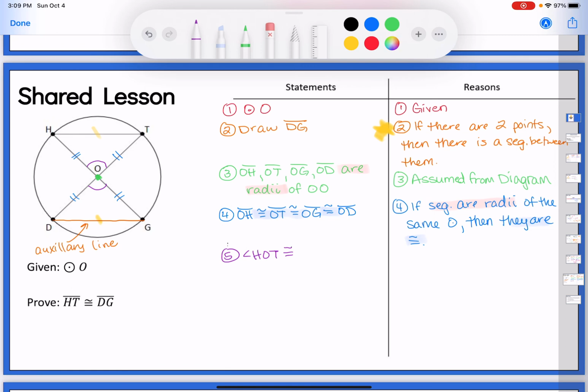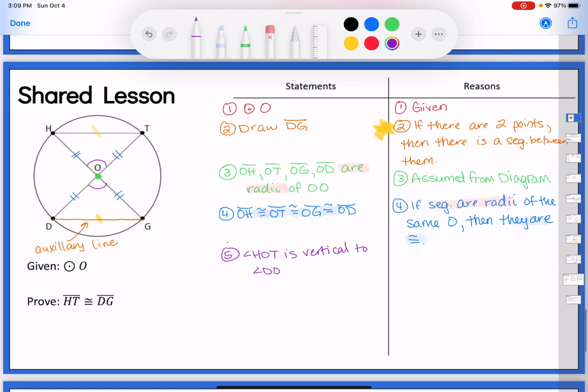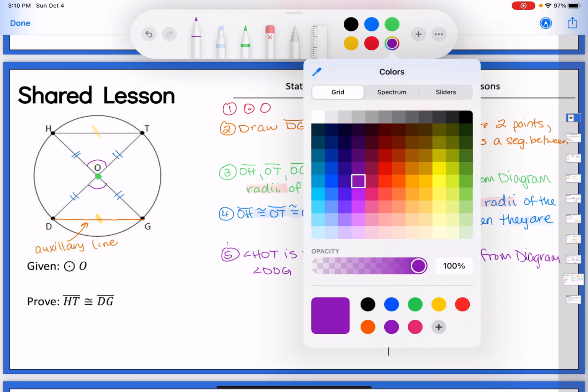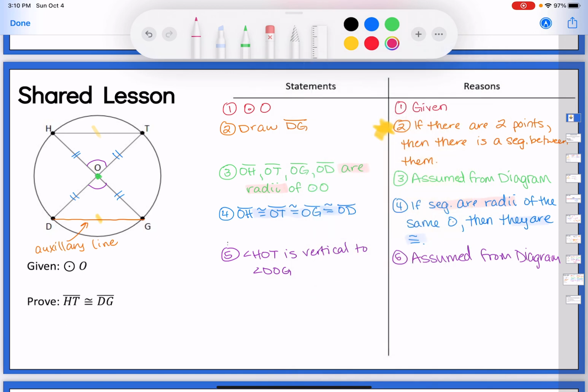Step 5, angle HOT is vertical to angle DOG. Remember, we have to include that assumed from diagram step before I can say they're congruent, just like our radius theorem, right?